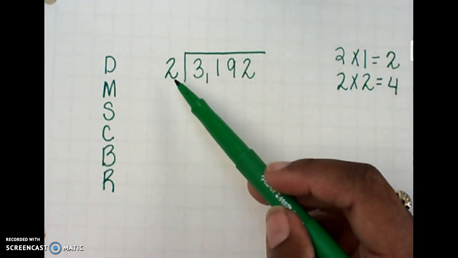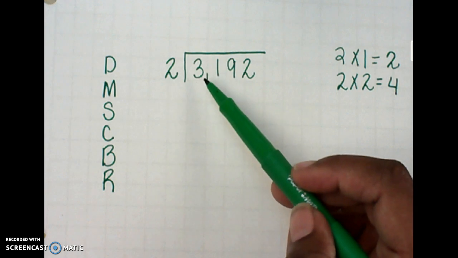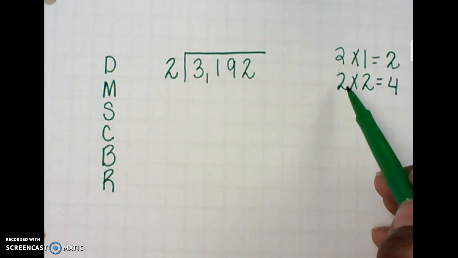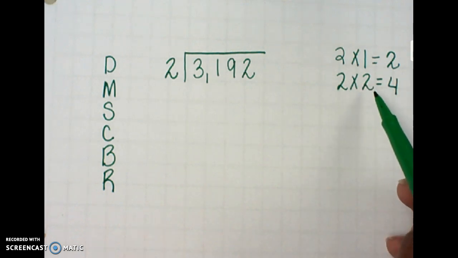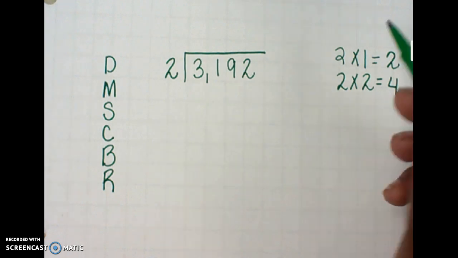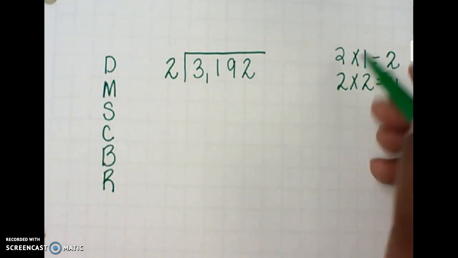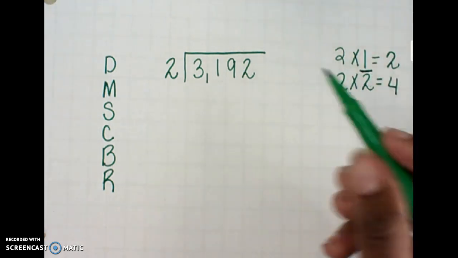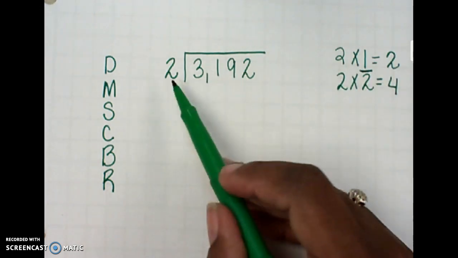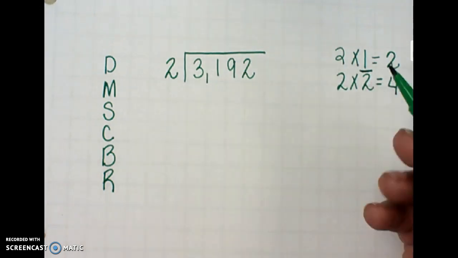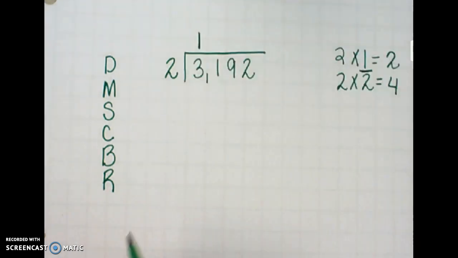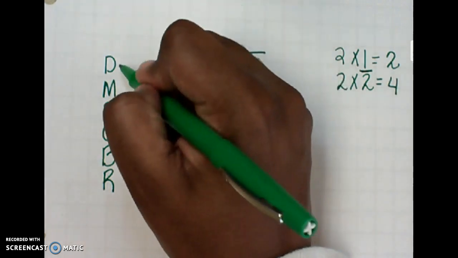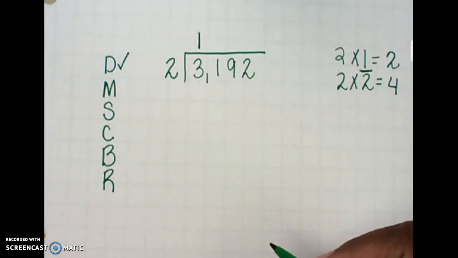So how many groups of 2 can I pull out of 3? Well, I can't pull 2 groups of 2 out of 3 because 2 groups of 2 will give me 4. But I could pull 1 group of 2 out of 3. So how many groups of 2 can I pull out of 3? I could pull 1, and my 1 goes directly on top of my 3, and I'm going to put a check next to D because I just divided.